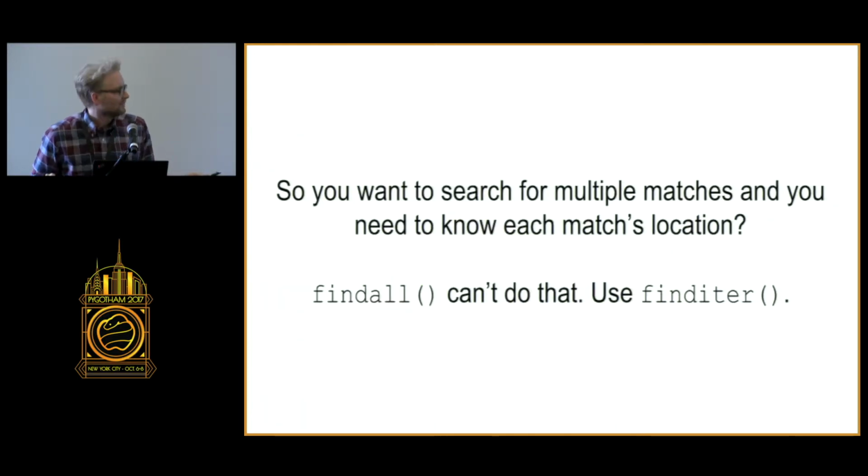So, hey, I hear you want to search for multiple matches, and you need to know each match's location. So findall, as we mentioned earlier, can't do that. You can get a match object back when you're searching for one thing, but if you want to search for multiple things and return multiple results, you use findall, you get a list. So you've lost all of the information except for the match returned. So we can actually use finditer for this. The documentation mentions, of course, that this is possible, but really doesn't push it.